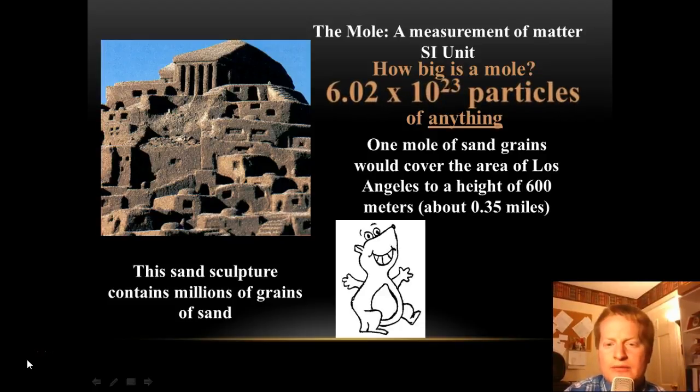So a mole of anything. Just to give you an idea of how big that is, 1 mole of sand grains, so little tiny sand grains, would cover the area of Los Angeles up to a height of 600 meters. So it would cover not only all of Los Angeles, but it would cover it to a height of over a quarter mile. It's about 0.35 miles high. So that is a lot, right? That's huge. It's too big to even imagine. But a mole is always 6.02 times 10 to the 23rd.